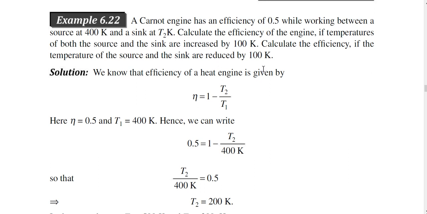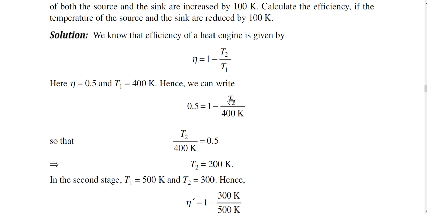So, this problem is very easy. Consider the initial case. In the initial case the efficiency was 0.5. Now you just write the formula of the efficiency, that is eta is equal to 1 minus T2 by T1. The source temperature is given, and the sink temperature you just write as T2. So from this formula you can calculate T2.